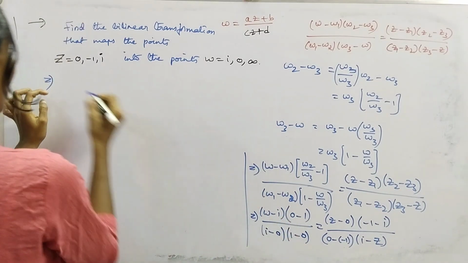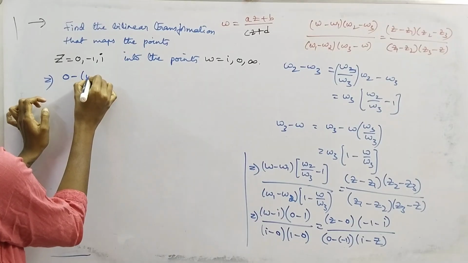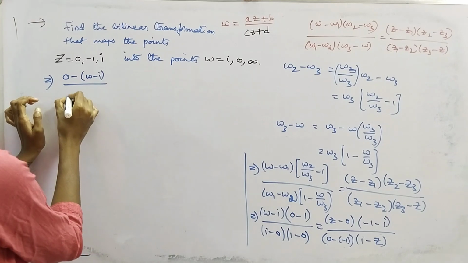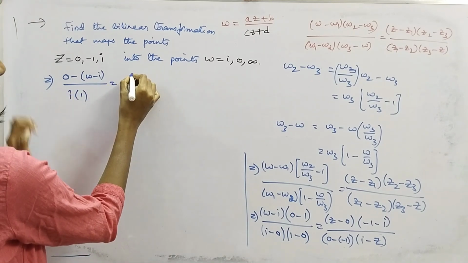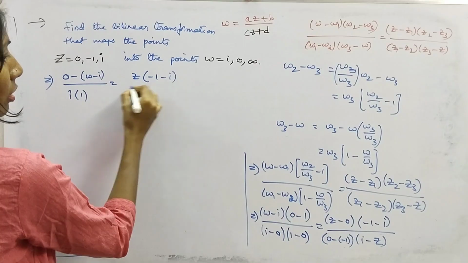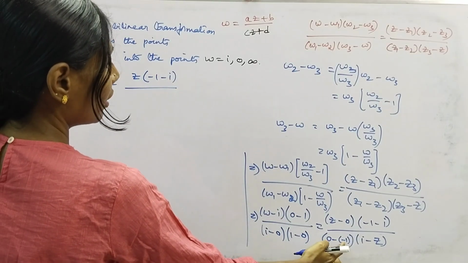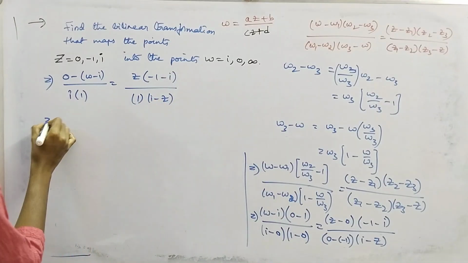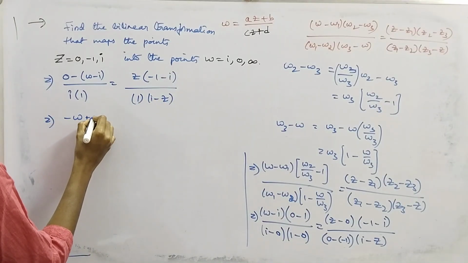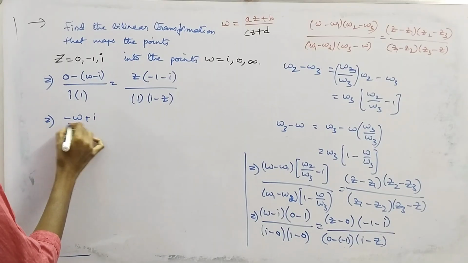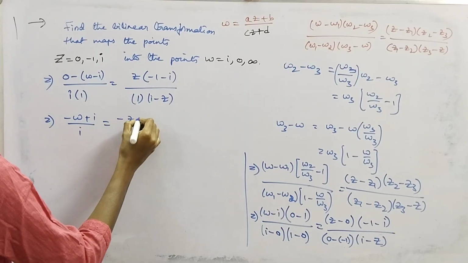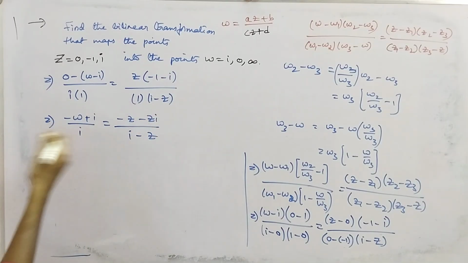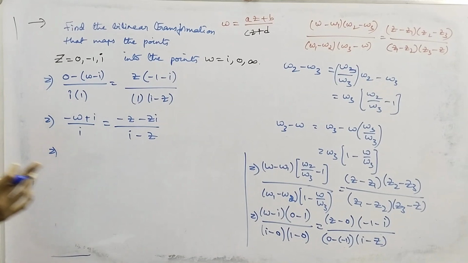Omega minus I into 0 is 0, minus 1 into omega minus I is omega minus I, minus 0 is I, into 1 minus 0 is 1, equal to z minus 0 is z, into minus 1 minus I, by 0 minus, and minus plus 1, 0 plus 1 is 1, into I minus z. This gives us minus omega plus I by I equal to minus z zi by I minus z, or take minus common from the two terms and cancel out that minus. Okay, fine.